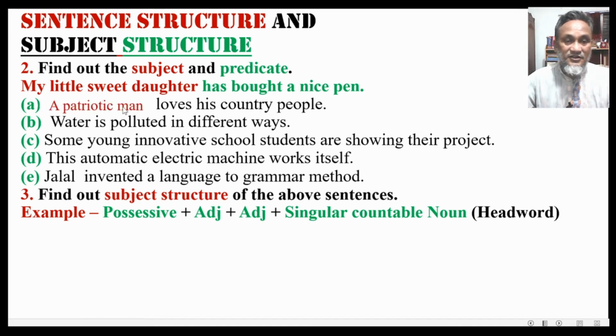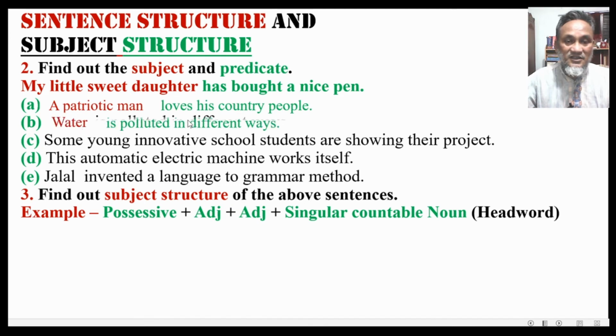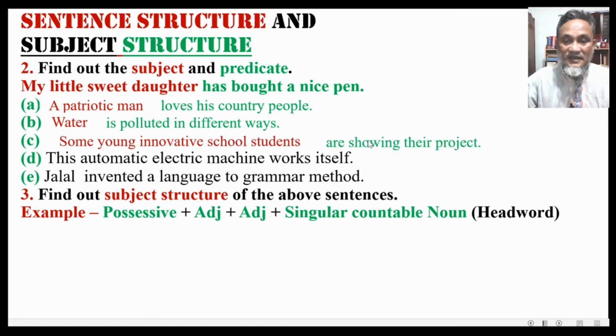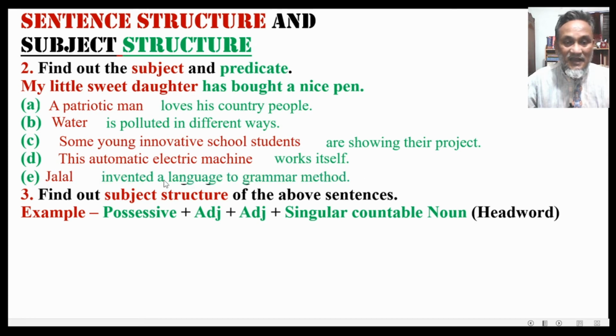A patriotic person, subject, loves his country, predicate. Water, subject, is polluted in different ways, predicate. Some young innovative school students, subject, are showing their object, predicate. This automatic electric machine, subject, works itself, predicate. Dalal, subject, invented a language to grammar map, predicate.